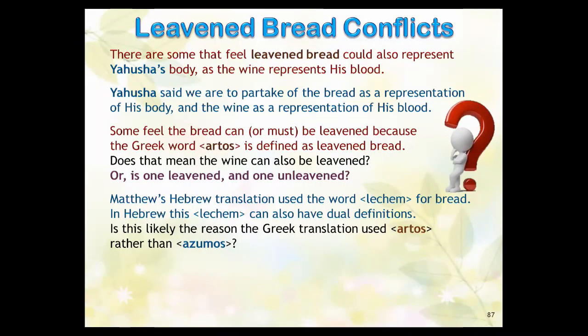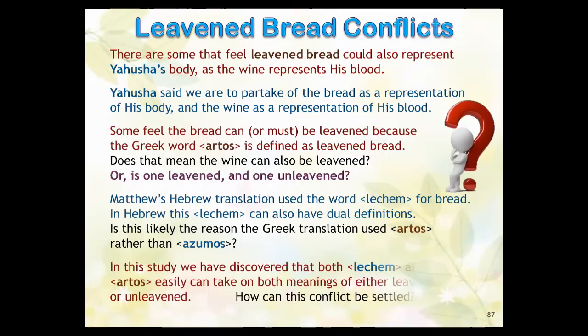Matthew's Hebrew translation used the word lechem for bread. In Hebrew, this lechem can also have those two definitions. Is this likely the reason the Greek translation used artos rather than azumos? Because artos can have both definitions as well. In this study, we have discovered that both lechem and artos easily can take on both meanings of either leavened or unleavened. So how in the world do you settle this conflict?